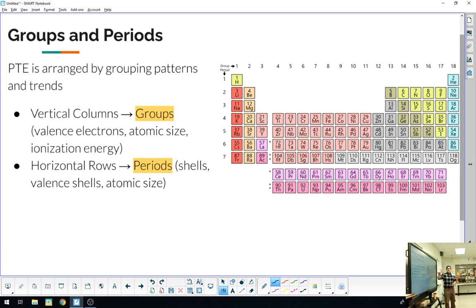And then periods go across. So the periodic table is arranged by grouping patterns and I would say properties as well. So the vertical columns, which are called groups, we now know you can use to predict valence electrons. We're going to look at how we can predict atomic size and ionization energy. And then the horizontal rows have shells. We can figure out valence shells, and we're going to use that for atomic size. So now we're going to look at atoms and what their electrons want to do, but we're going to look at how that changes the size. Does it make it bigger? Does it make it smaller? What happens?